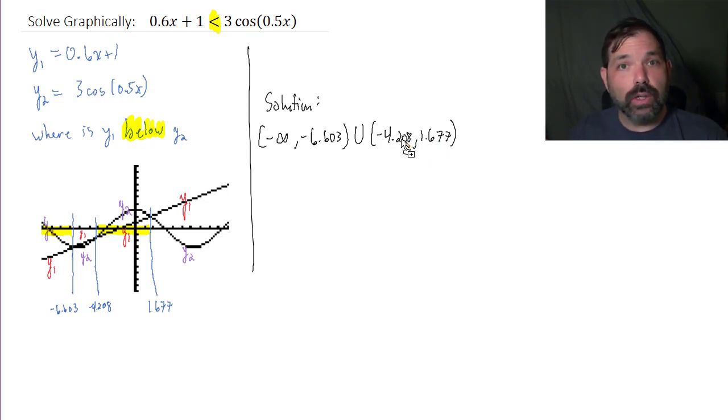So that's how we can use graphing technology to help us solve equations and inequalities. And again, this skill is not only for trigonometry. You can use this skill with any type of equation in one variable. All right? Now go get some practice.